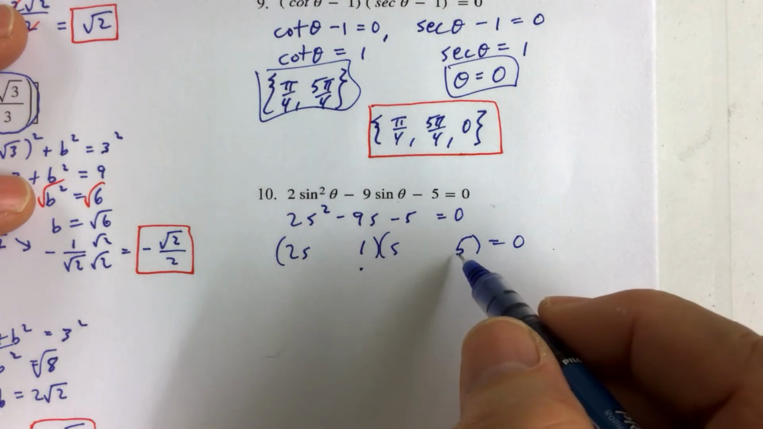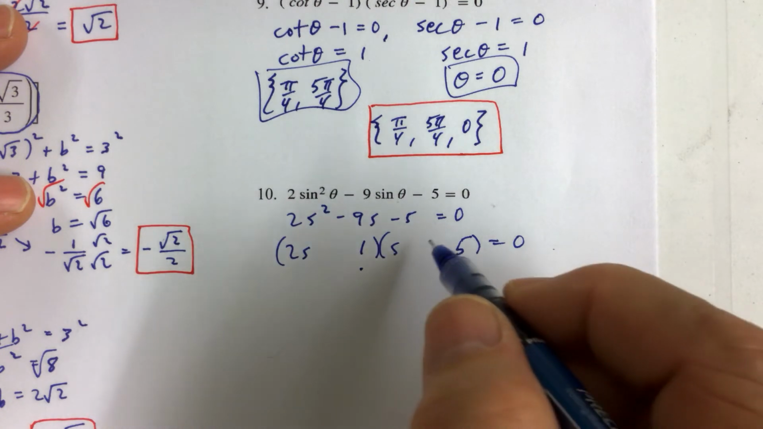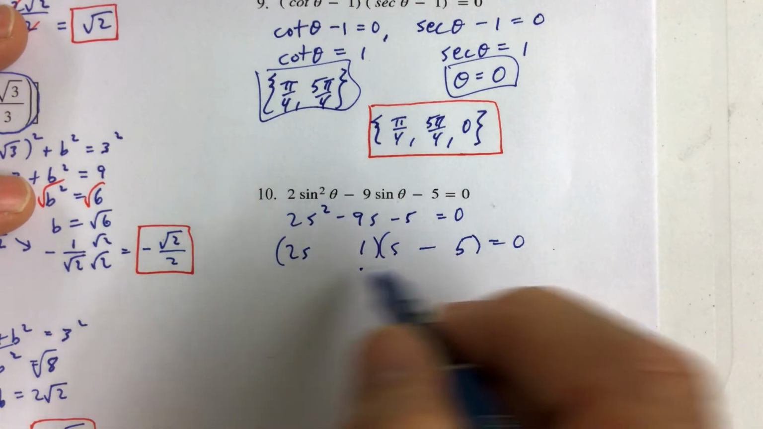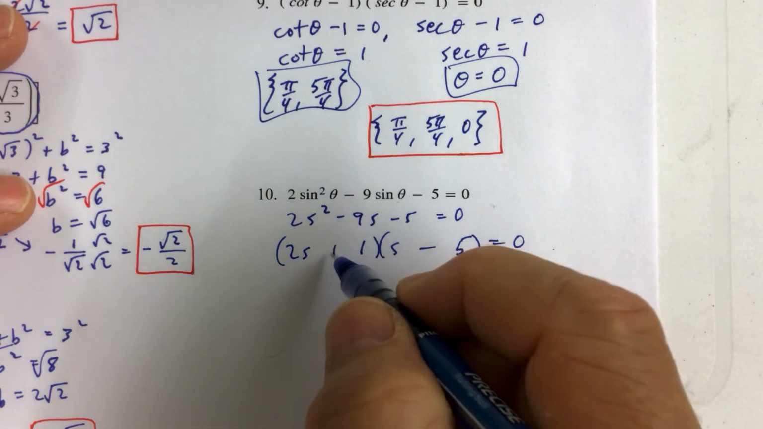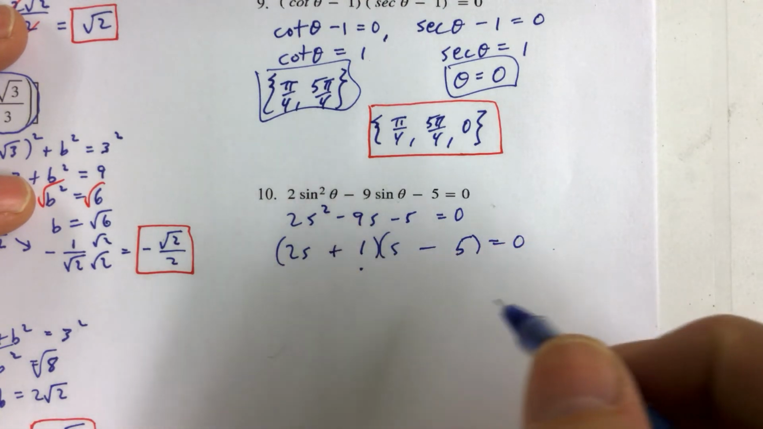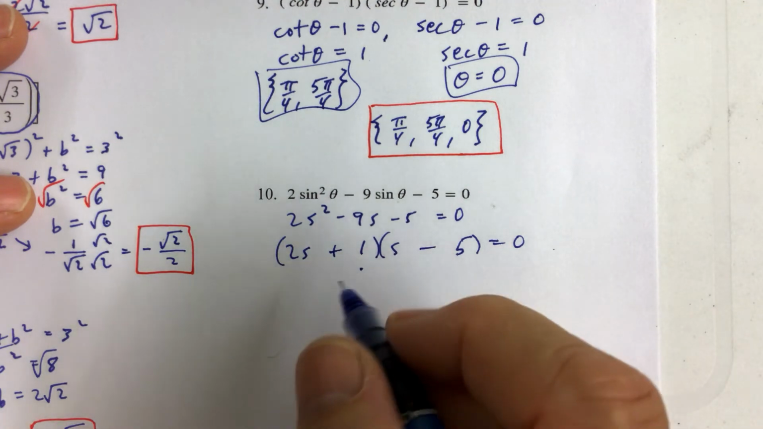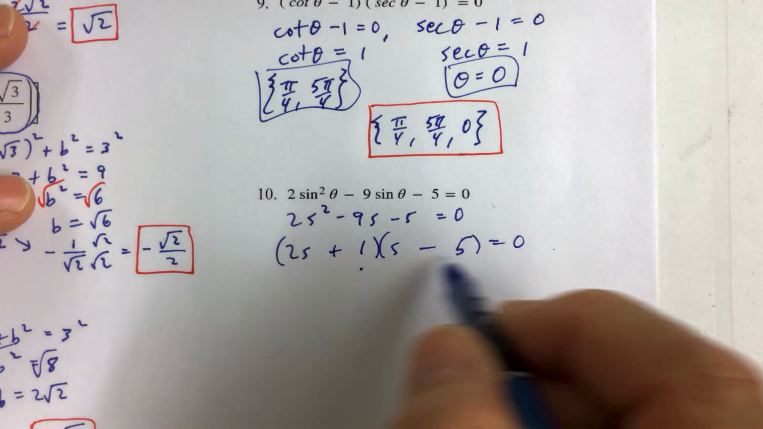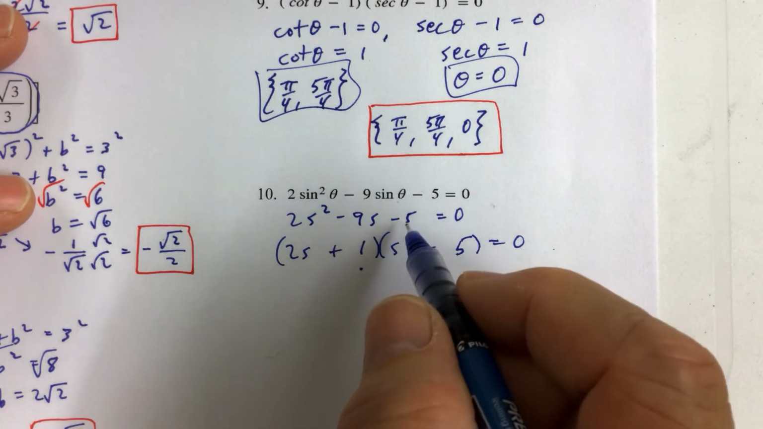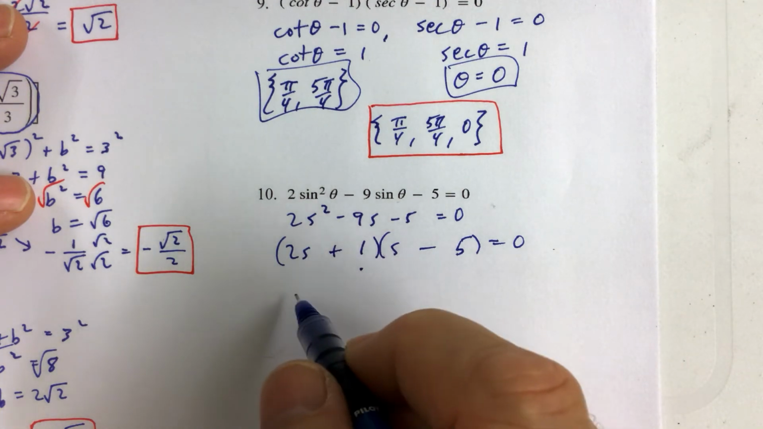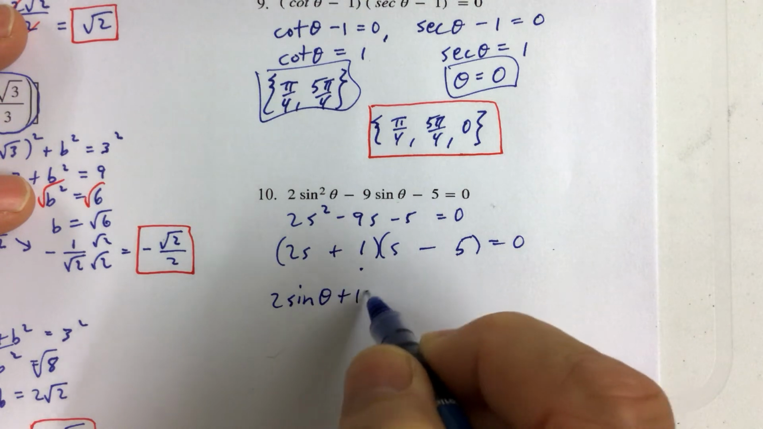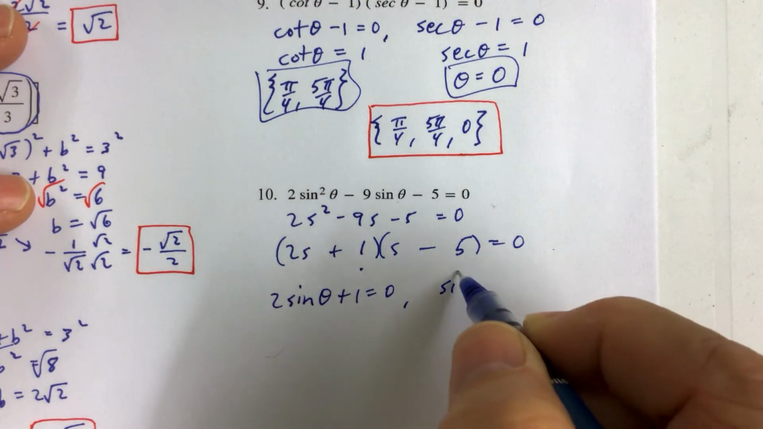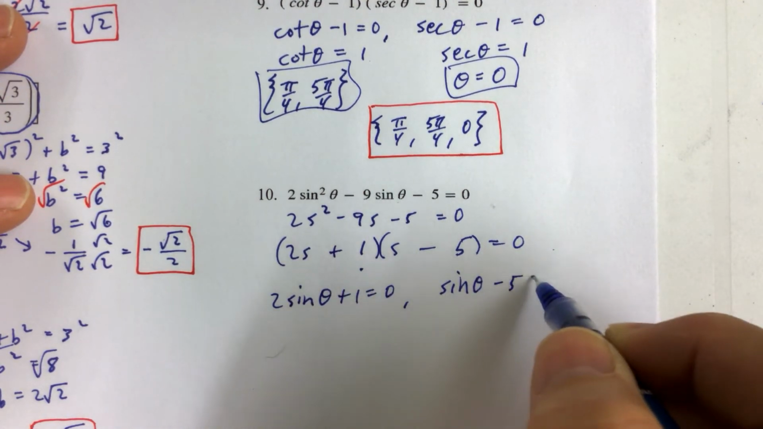2 times 5 is 10. That's going to get us closer to 9. Minus 5 there. So 2s times negative 5 is negative 10s. And then a positive 1s is going to give us that middle term. So now that we have our polynomial factored, we can go ahead and put the sine back in. So we have 2 times the sine of theta plus 1 equals 0, and we have the sine of theta minus 5 equals 0.